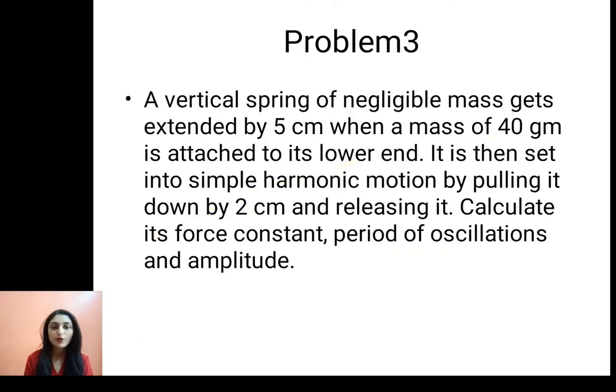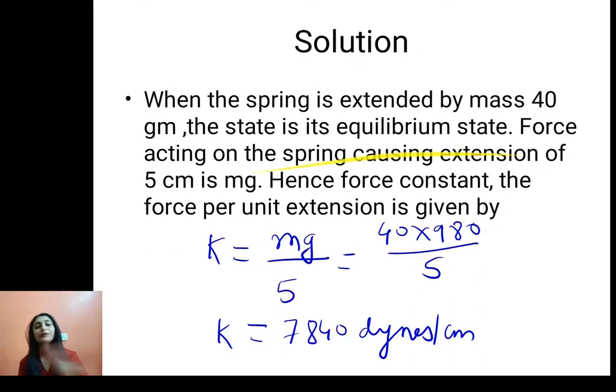Now let us take problem 3. A vertical spring of negligible mass gets extended by 5 cm when a mass of 40 gram is attached to its lower end. It is then set into simple harmonic motion by pulling it down by 2 cm and releasing it. Calculate its force constant, period of oscillation, and amplitude. When the spring is extended by the 40 gram mass, the state is its equilibrium state. The force acting on the spring causing the extension of 5 cm is mg.